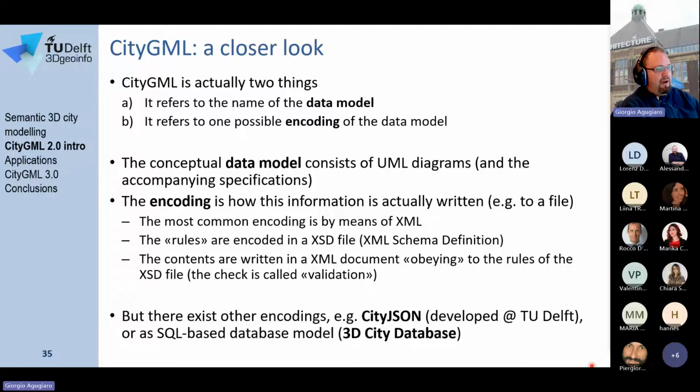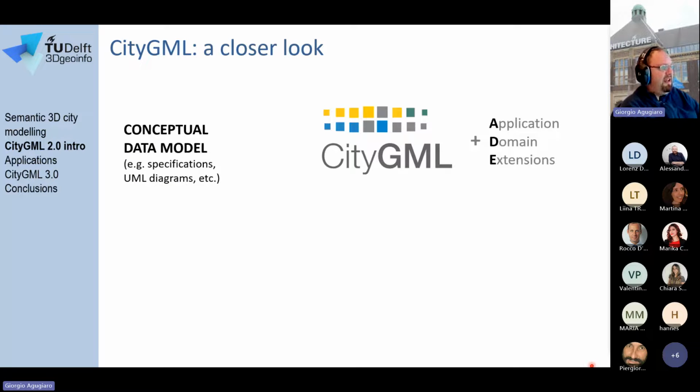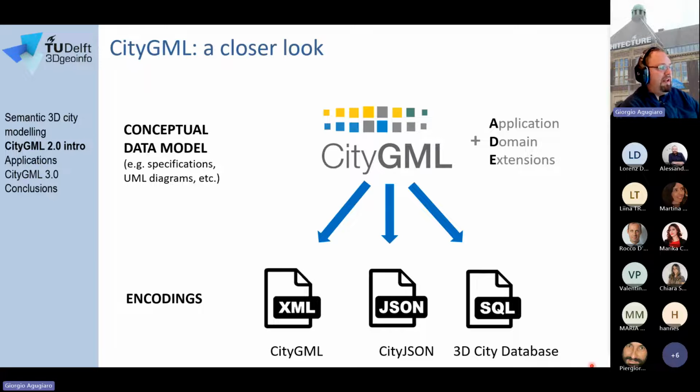It's just to avoid some naming misunderstandings, because as I mentioned here, CityGML is on one hand the conceptual data model, and it consists of UML diagrams and the written specifications. It's a PDF document of 300-400 pages. And then you have the encodings, which is basically the way you write the same type of information according to the platform or the software you're using. And again, you have the CityGML, which actually I prefer to call now XML-based CityGML. And then you have JSON encoding, and then you have the 3D City database.